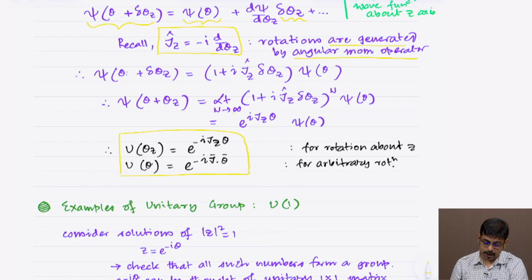So this is also a group. I will give you more examples of unitary groups, and we will come to what is called the representation of groups in our next lecture. So today we are going to stop here, and we are going to take it up in the next lecture. Thank you.